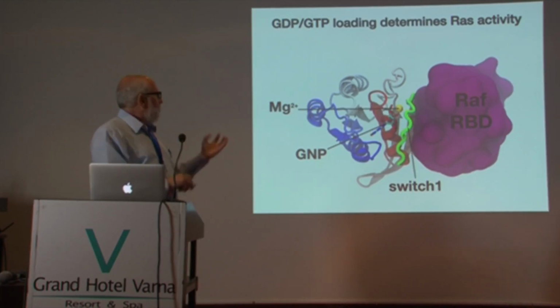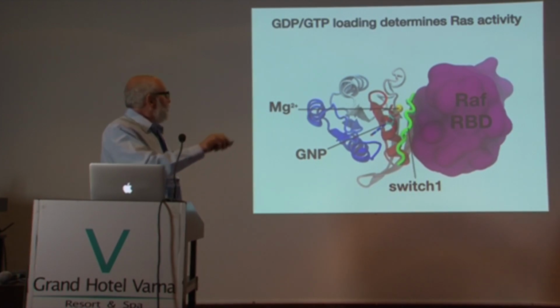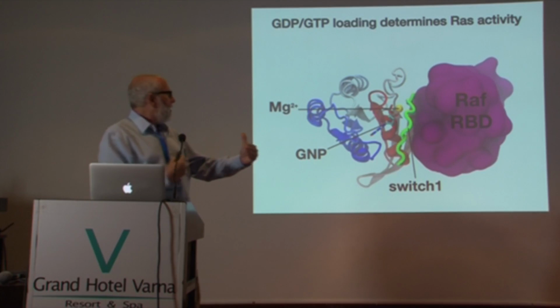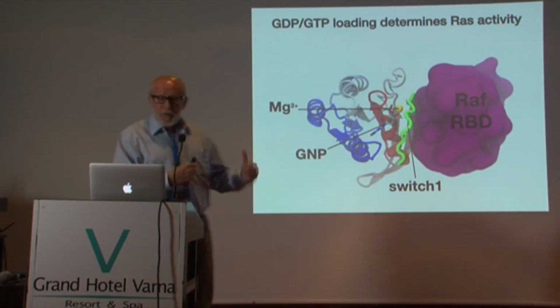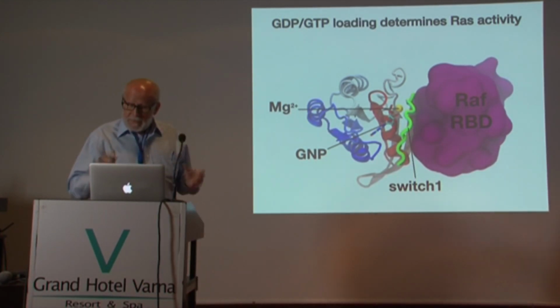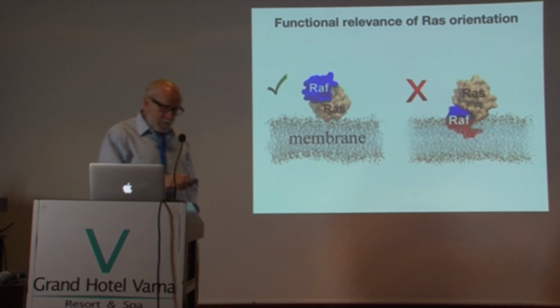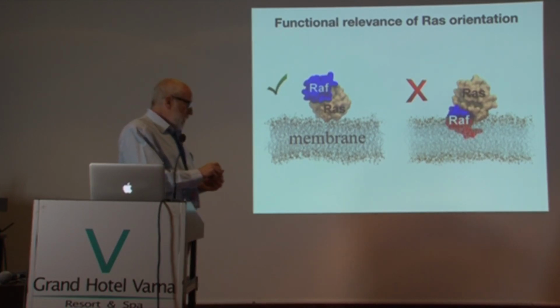So it's a small domain. Actually, RAF is a huge protein that has a kinase segment. It has a 140 to 180 amino acid disordered domain, and it dimerizes. So it's much more complex than what I'm showing you here. So why do we care about the positioning of RAS?